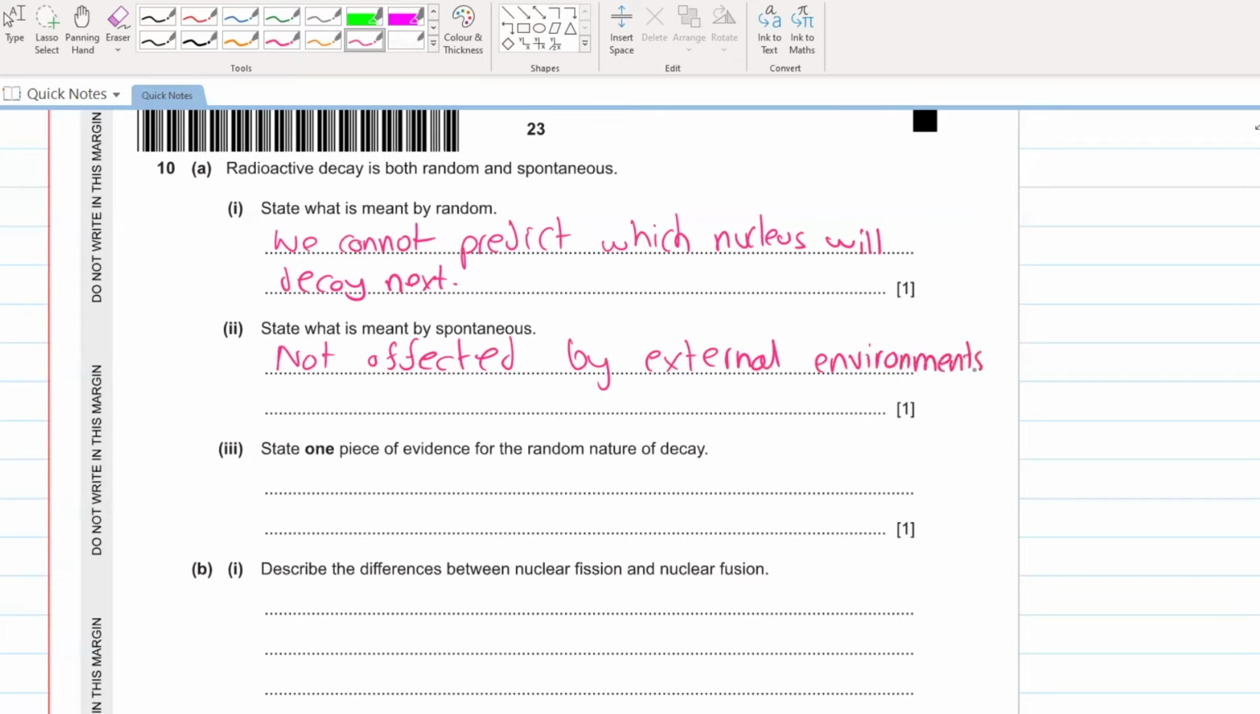Simple. State one piece of evidence for the random nature of decay. How can we show that radioactivity is random? Anything. You will always notice fluctuations in count rate. Fluctuations in count rate. Let's move on to the last part.